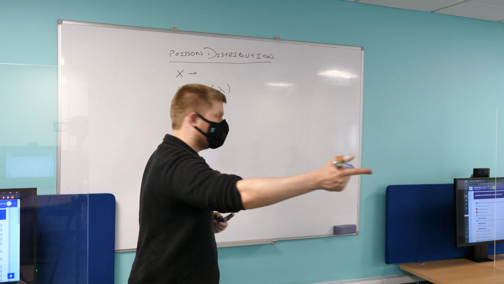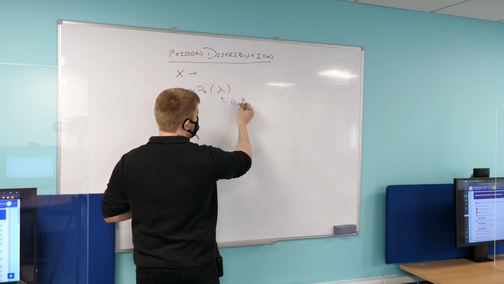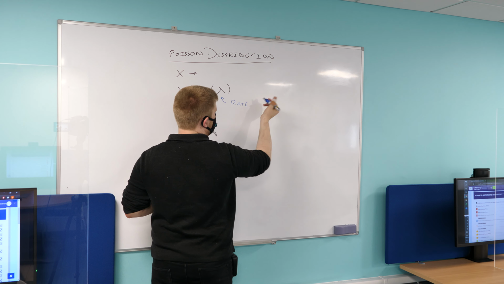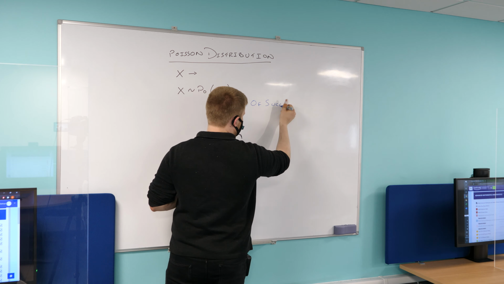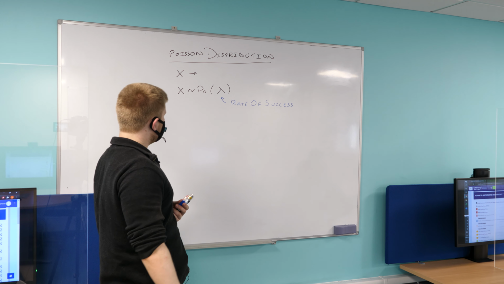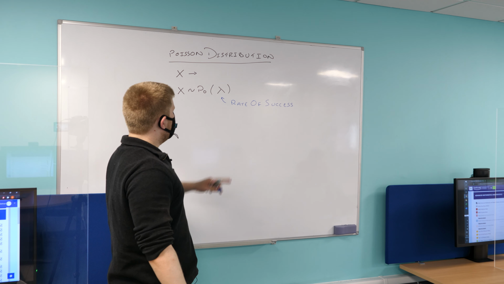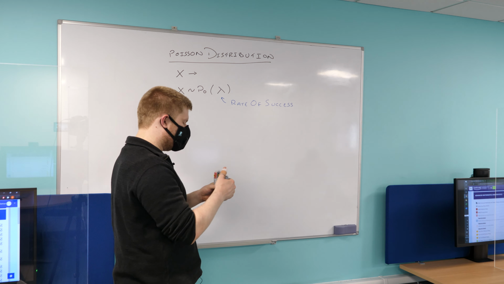Constant rate, good. So there we go. We've got a rate of occurrence, let's call it. Rate of success, rate of occurrence. Okay. So yeah, the parameter that goes here is at what rate is this thing happening?